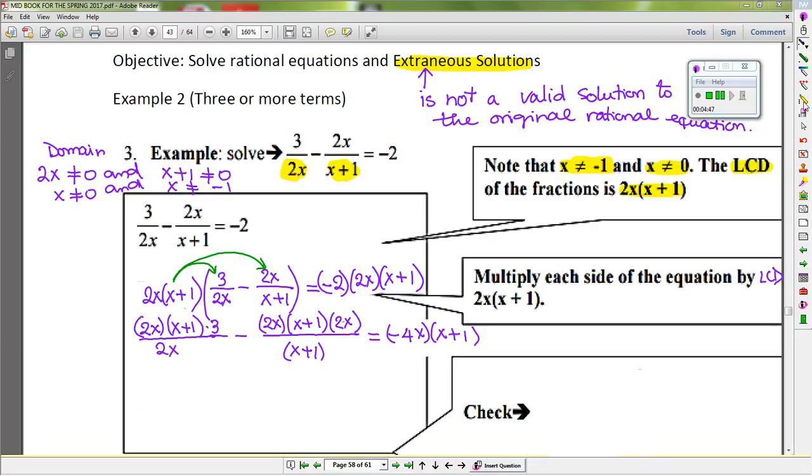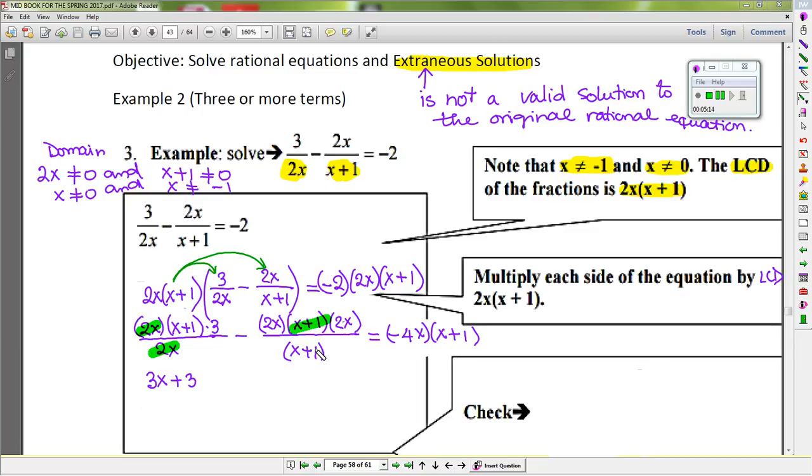Okay, next step, we're going to go back and simplify. You can see the 2x from the numerator divided by the 2x from the denominator. Now we are left with 3 times x plus 1. So 3 times x is 3x, and 3 times 1 is 3. So we're done with the first fraction. Let's move on to the second fraction.